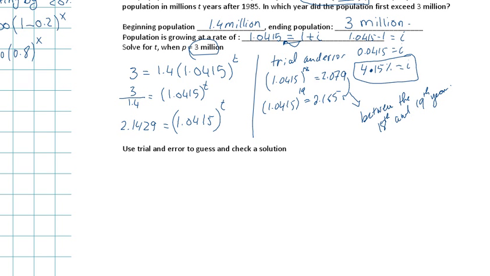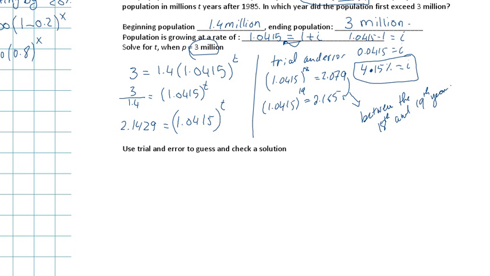Why did we have to do this then, and not put it in here and we get 3? You can, but then it will be more work, right? Instead of just entering 1.0415 to the power of a number, you have to multiply by 1.4 and then isolate first. And then you'll see why later.